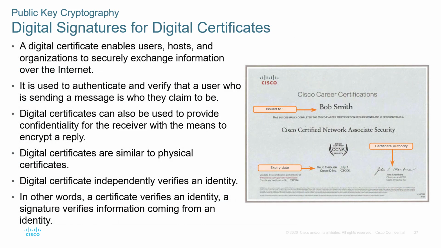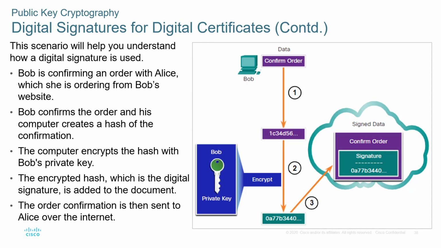The digital signature for a digital certificate will look at things like issued to, issued by, and expiration date. If we look at a physical certificate, it's the same thing. We look at who issued it, who they issued it to, and what the expiration date is. That way we can have an independent party verify that it is actually legitimate, whether it's a physical certificate or a digital certificate.